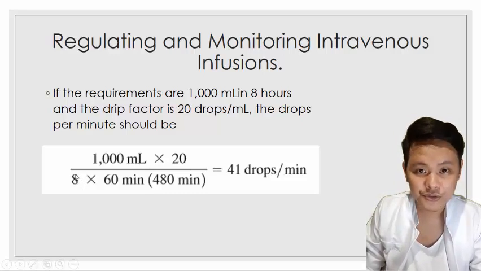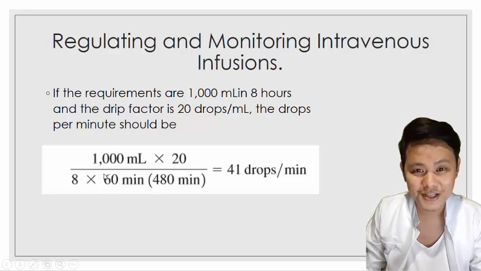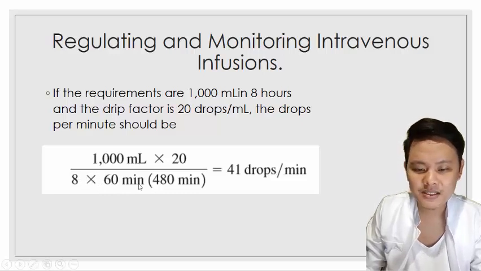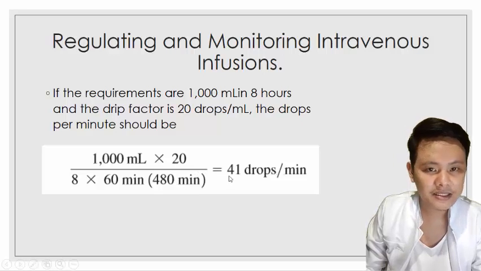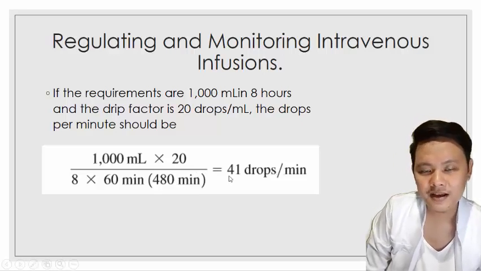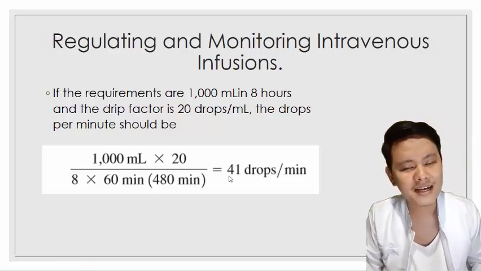8, because to consume for 8 hours, multiply by 60 minutes. Constant po yun. So, 8 times 60, that is 480. Now, 1,000 multiplied by 20. Let's divide that to 480. That is equivalent to 41 drops per minute. As simple as that.